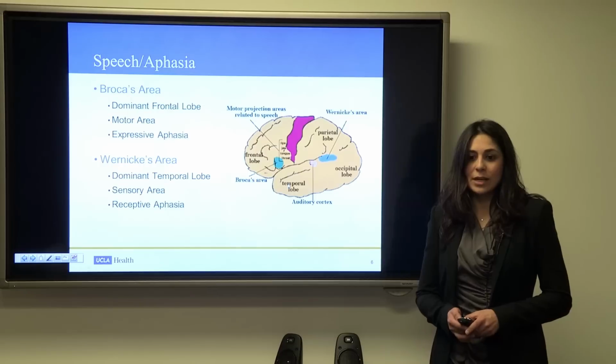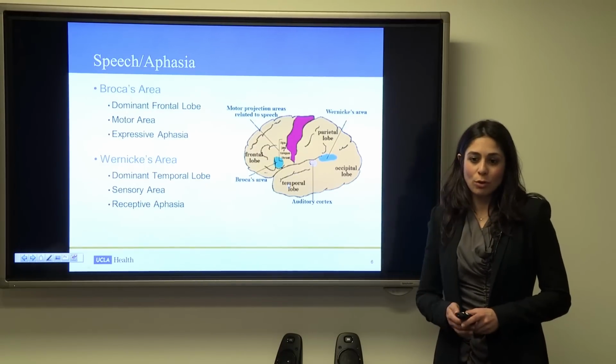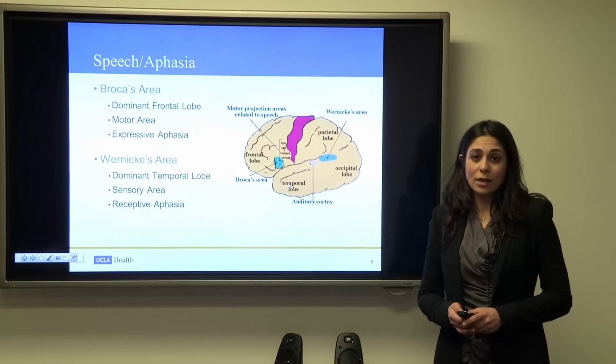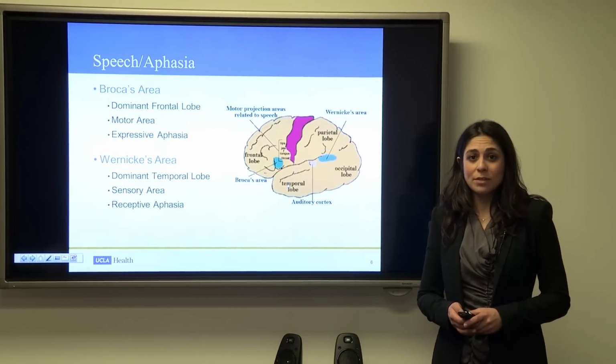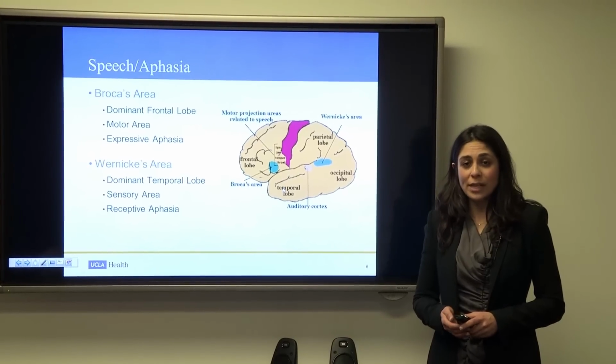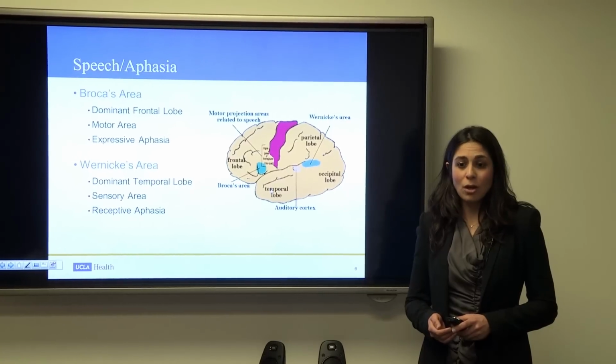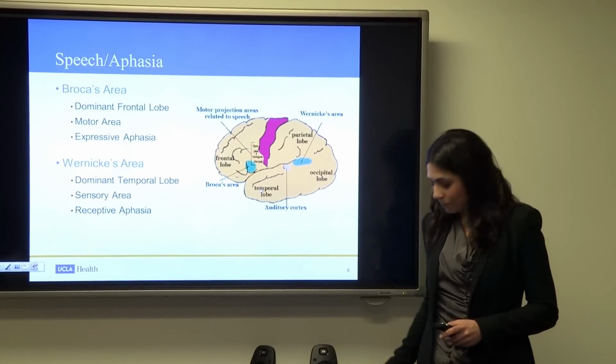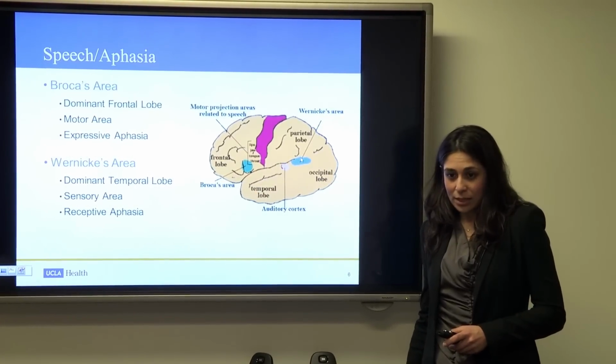Then there's Wernicke's area, and that's in the dominant temporal lobe. And this is the area where sensory originates from, but it's also an area where a patient can develop receptive aphasia, or a difficult time understanding what someone else is saying to them, although they can express what they want to say. And that's this area that you see in blue.